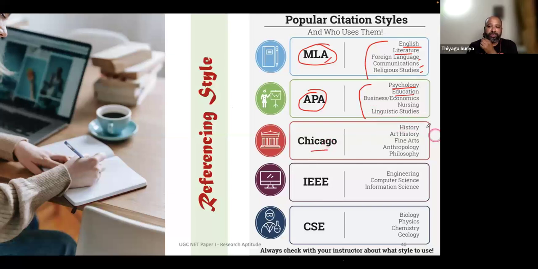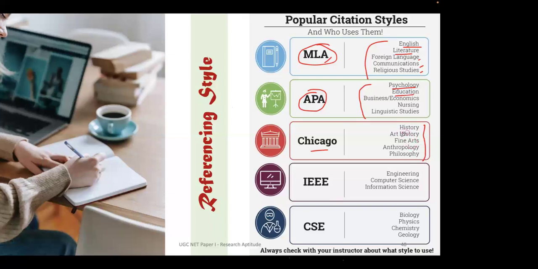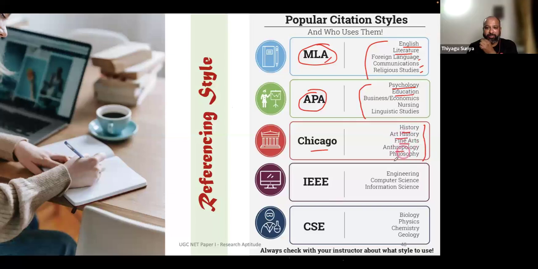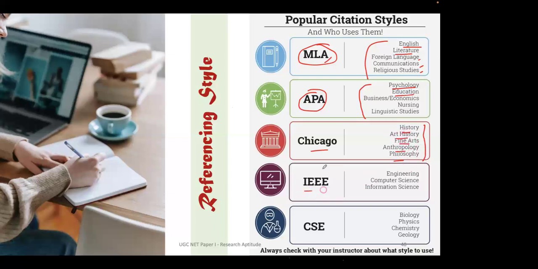The Chicago manual is normally used for historical and social science research. Chicago manual: history, arts, fine arts, anthropology, philosophy. IEEE is purely related to science and information.